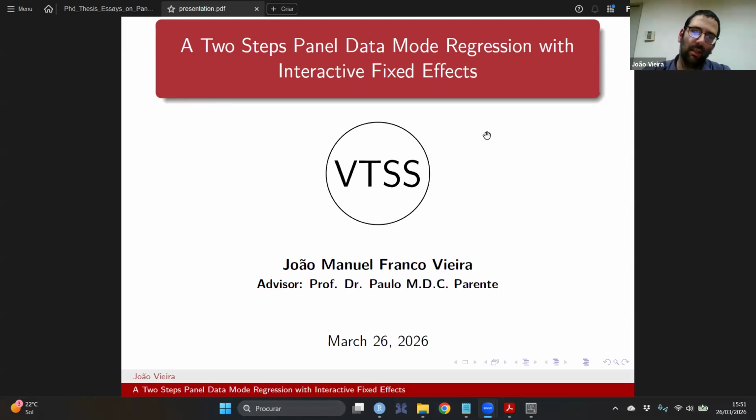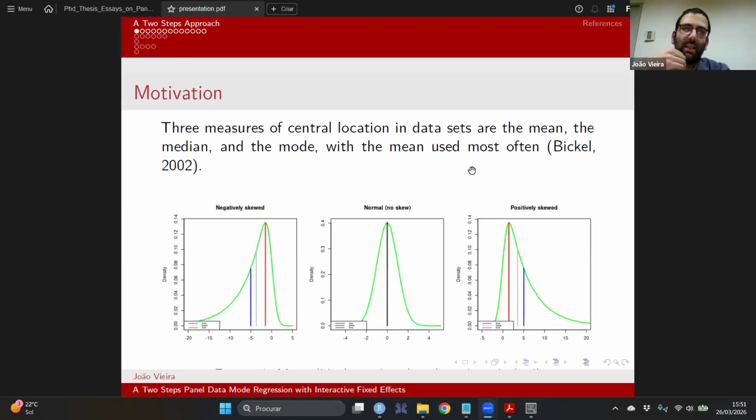So basically, we can start with the most simple case. Looking at the measures of central location, we can see that all three of them, the median, the mode, and the mean, collapse on the same value when the distribution is not skewed. The problem is if you have positively skewed or negatively skewed distributions.